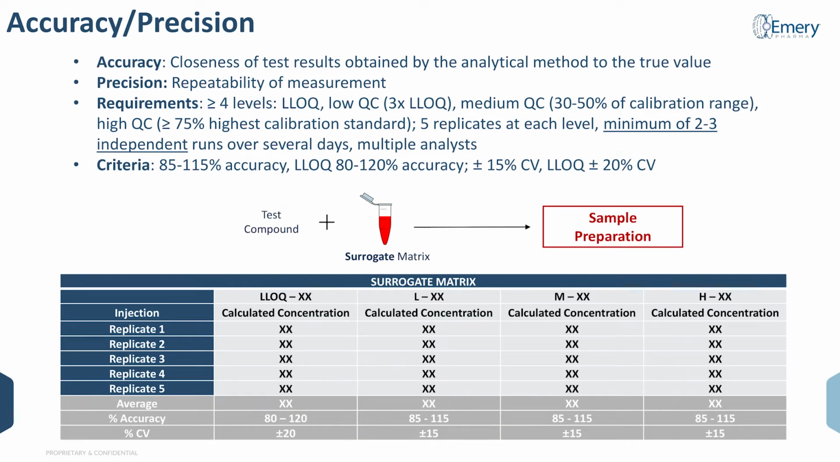Moving along, the next important parameter is accuracy and precision. So what are those differences? So accuracy is the closeness of this result to what it should be. Really, how close are you to what you expect to be? Precision is how repeatable that value is.